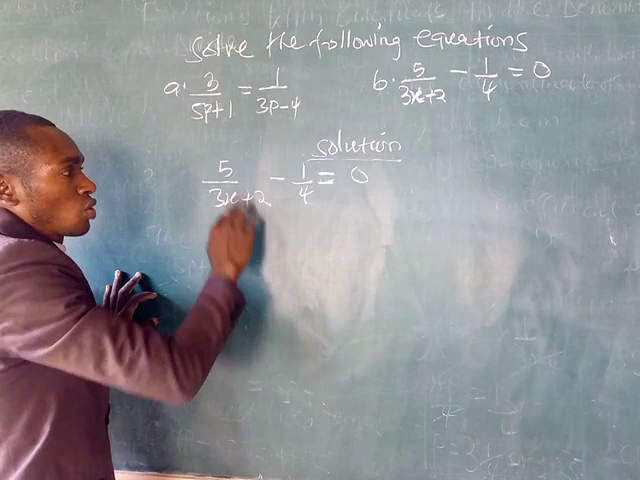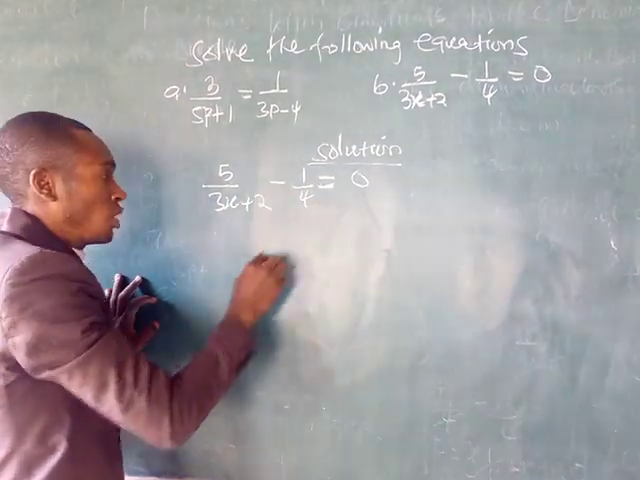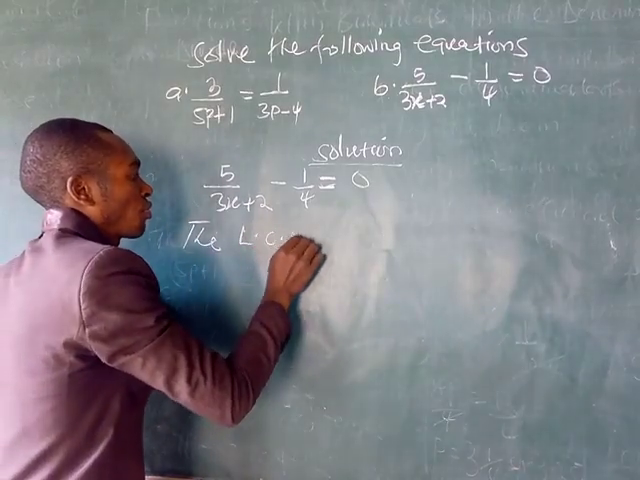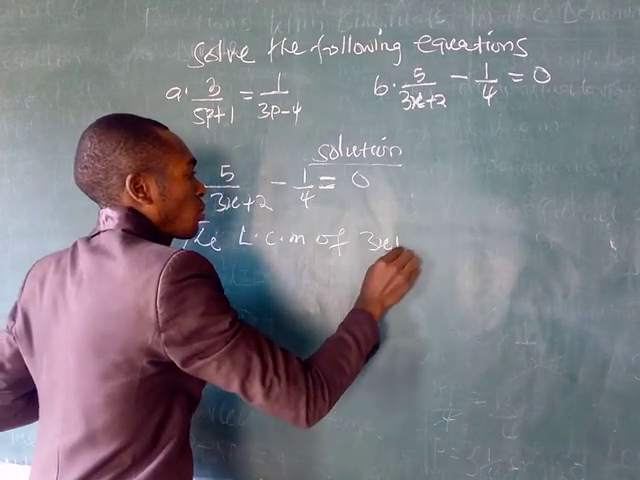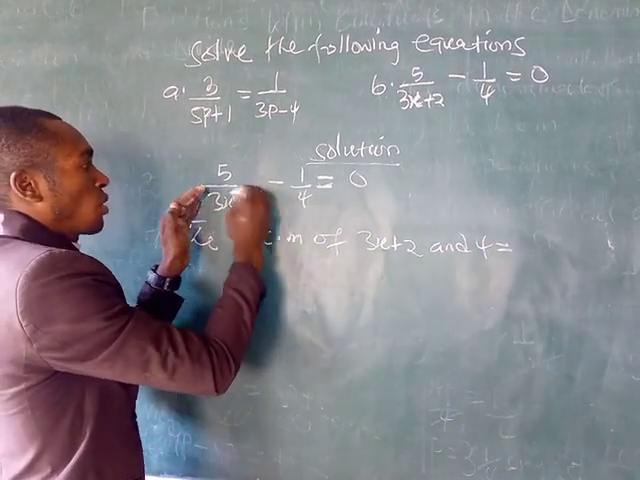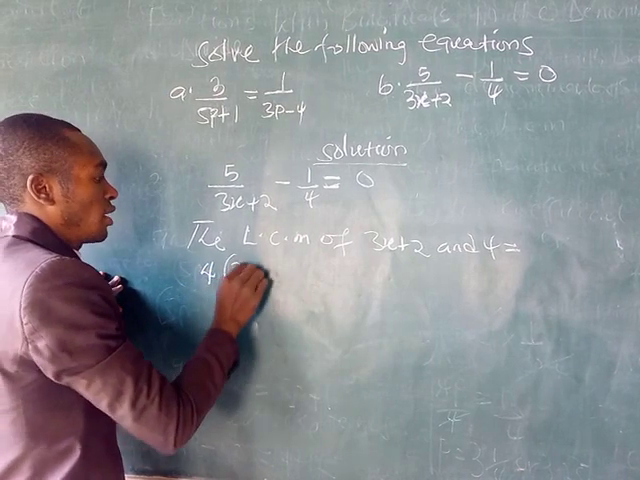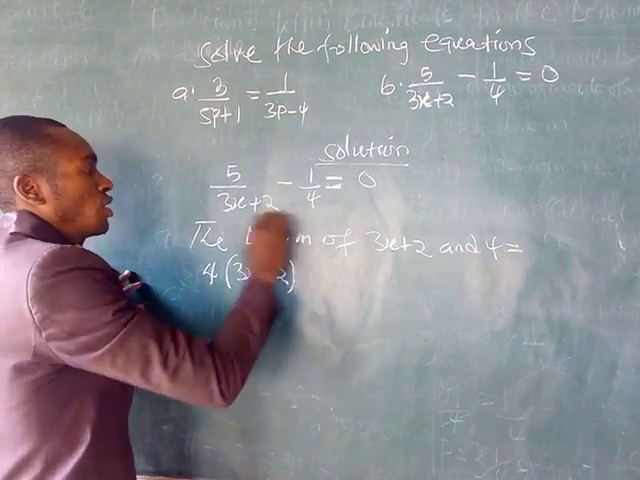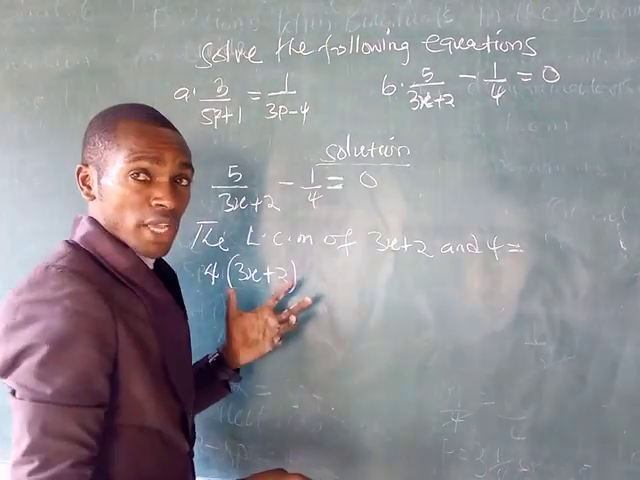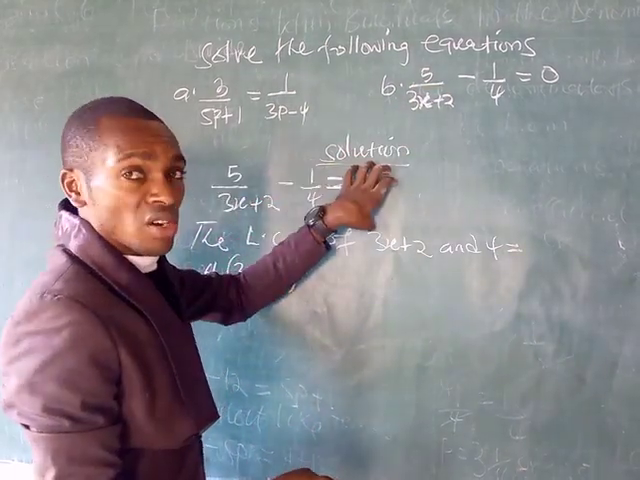Now, what we're going to do is multiply each term, according to the hints, by the LCM of the denominators. So the LCM of 3x plus 2 and 4 will be equal to the combination of these in a bracket, which is 4 open bracket 3x plus 2. Now this is the LCM of these two denominators. The next thing we said is to multiply each term by the LCM of the denominators. So this is term 1, this is term 2, and this is also another term.